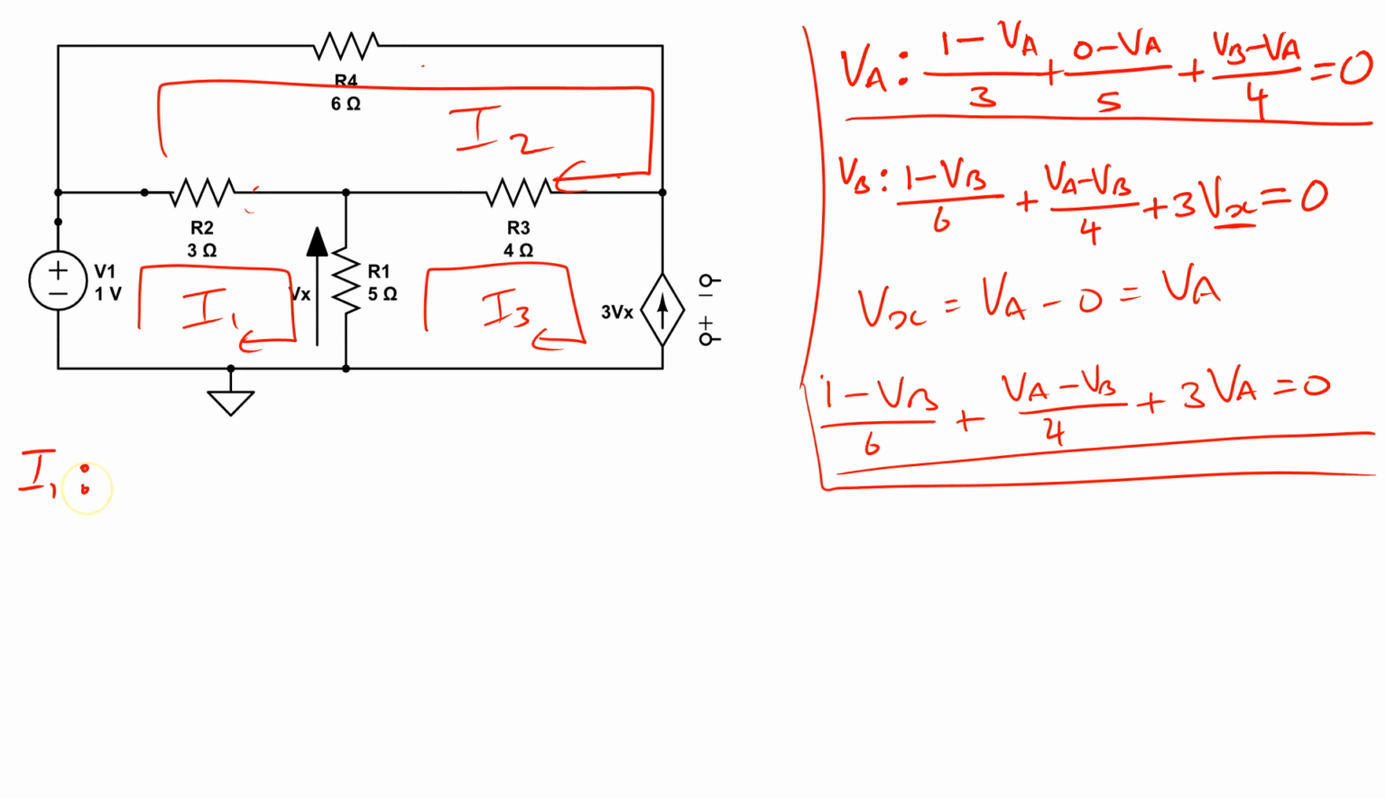So for the I1 loop. Notice these are colons, they are not equal signs. That is a common mistake that students make. They put I1 equals to something or VA equals to something. This just means it's the I1 loop we are looking at.